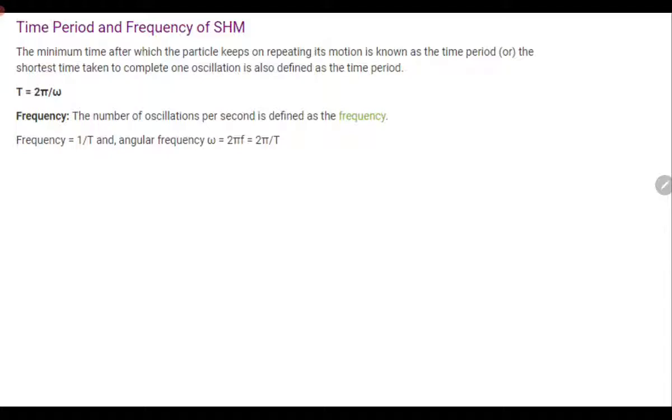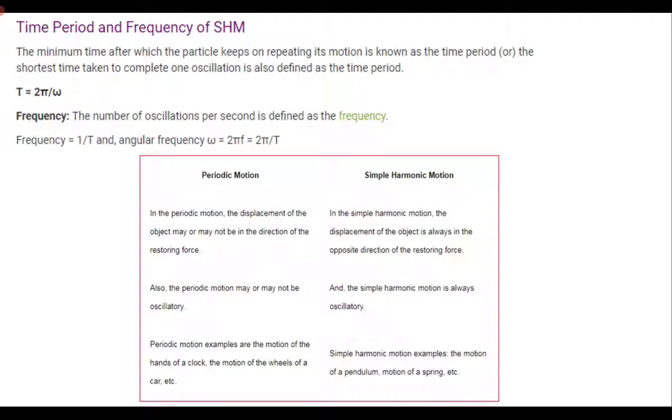So let us see how to calculate time period and frequency of simple harmonic motion. The minimum time after which the particle keeps on repeating its motion is known as the time period. The shortest time taken to complete one oscillation is also defined as the time period. So T is equal to 2 pi upon omega. After that, let us see how to calculate frequency. The number of oscillations per second is defined as the frequency. So frequency is nothing but 1 upon T, and angular frequency is omega equal to 2 pi f equal to 2 pi upon T. T is nothing but the time period.